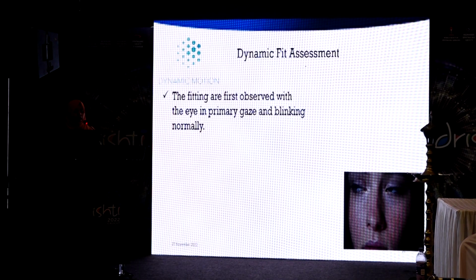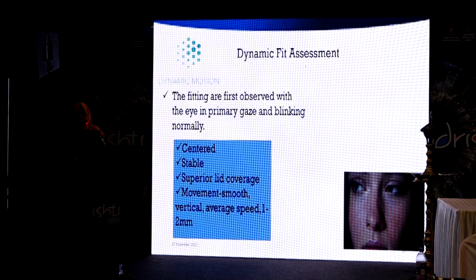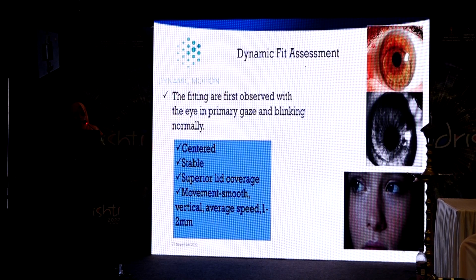So this is a dynamic fit assessment, where the fitting is observed with the eye in primary gaze and blinking normally. So you have to check for the centration, stability, superior lid coverage, movement. Ideally for an RGP lens, we will see a movement of 1 to 2 mm. So this is if the centration is not proper. In the first picture, you can see a lower riding and also an upper riding.